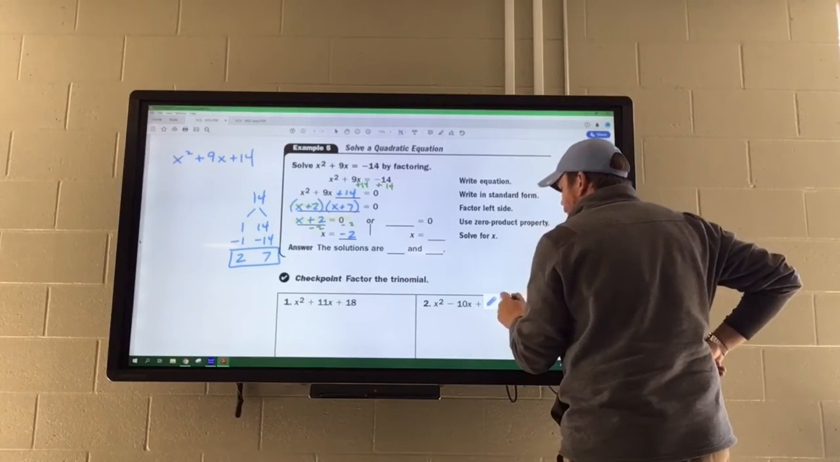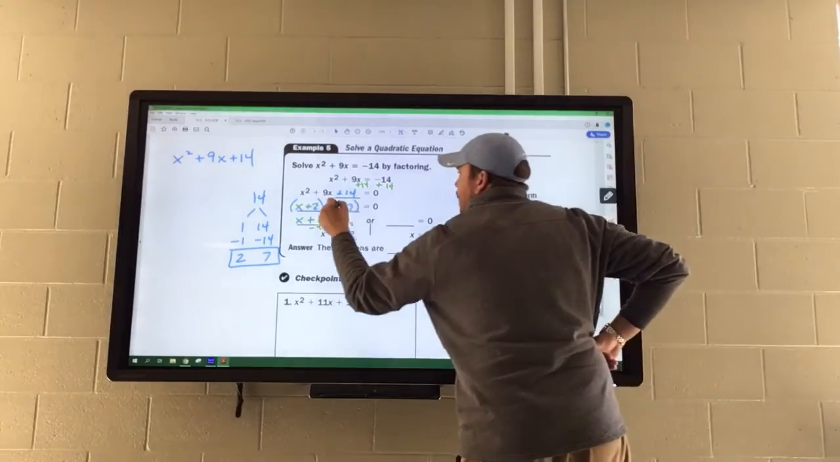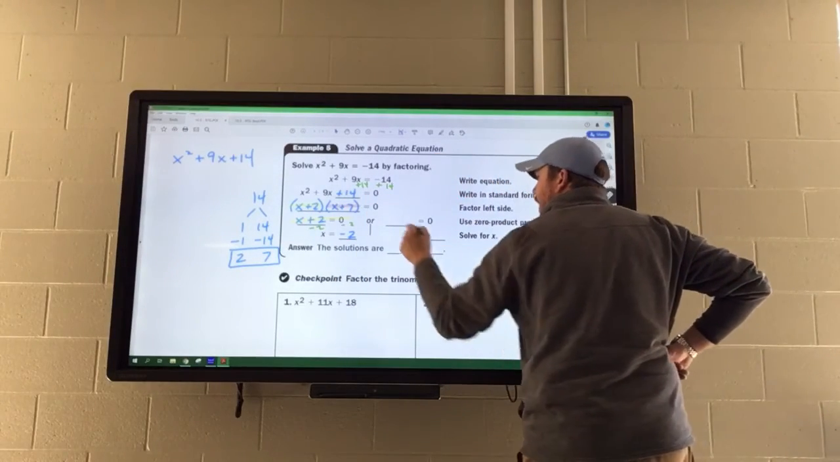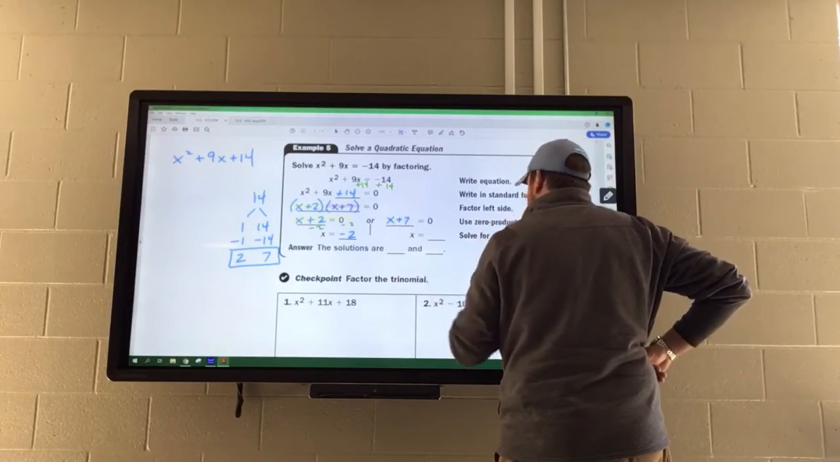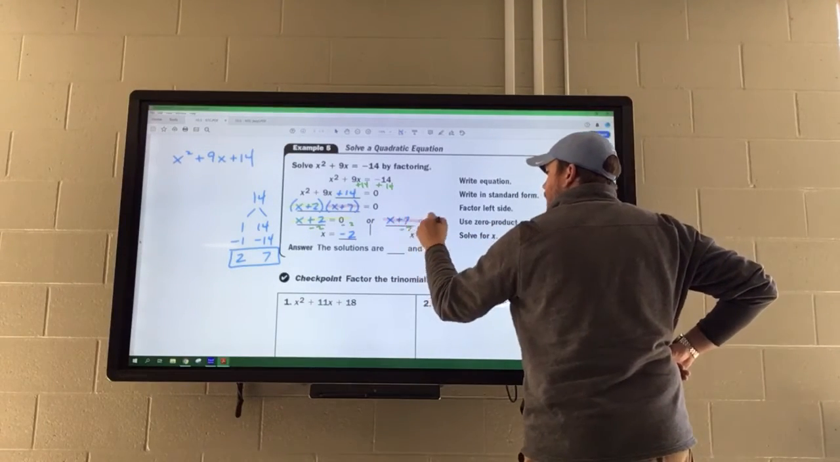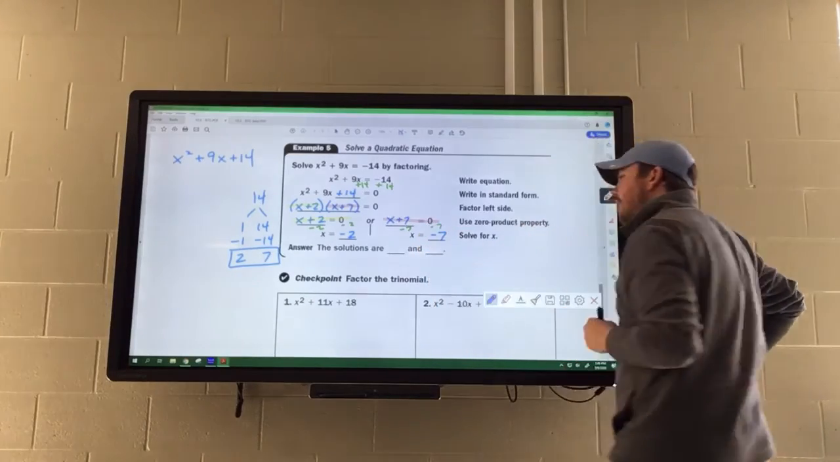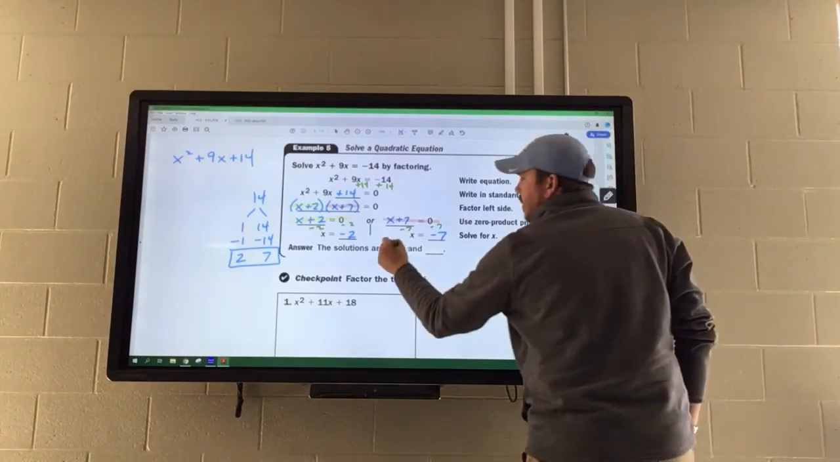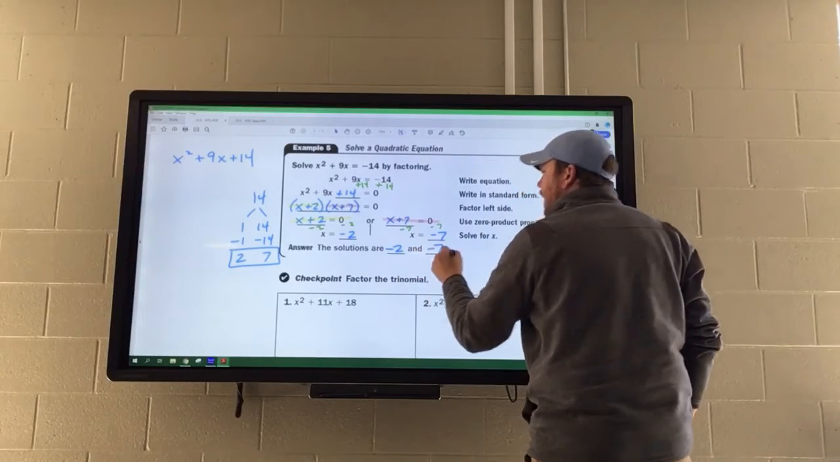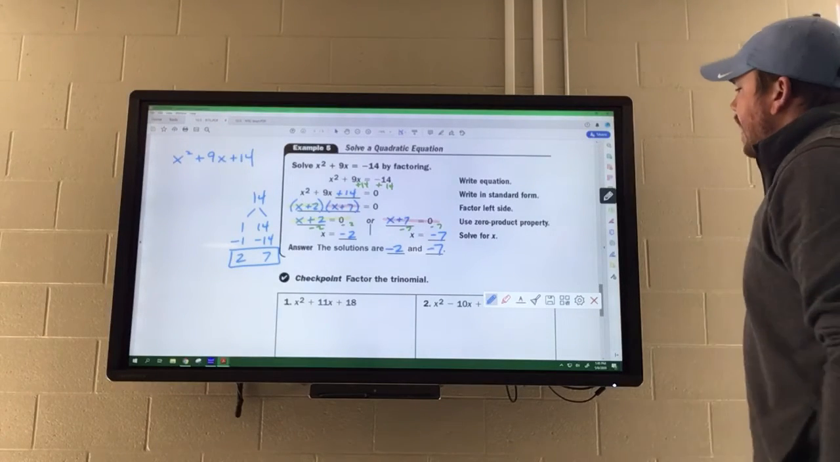Or we can have x plus 7. So we take our x plus 7, we set that equal to 0 and we solve. Subtract 7 from both sides, we end up with x equals negative 7. So my solutions are negative 2 and negative 7. So factor, then after you factor, set each factor equal to 0 and solve.